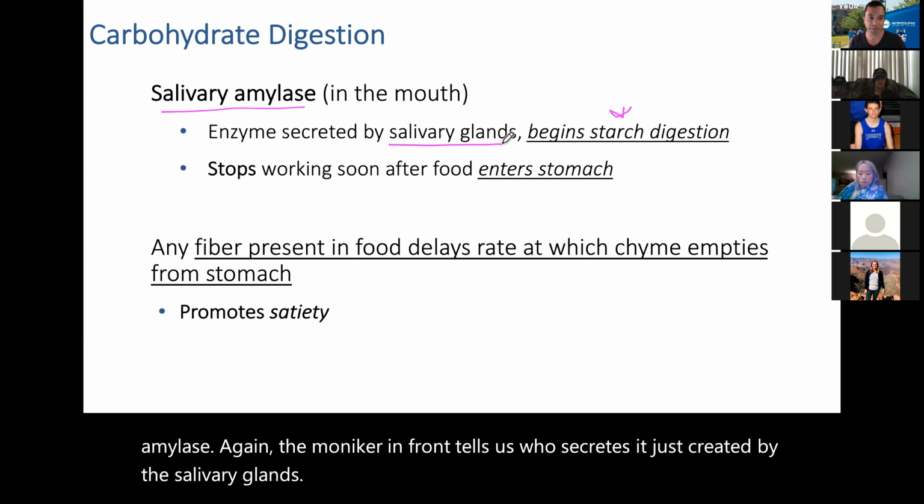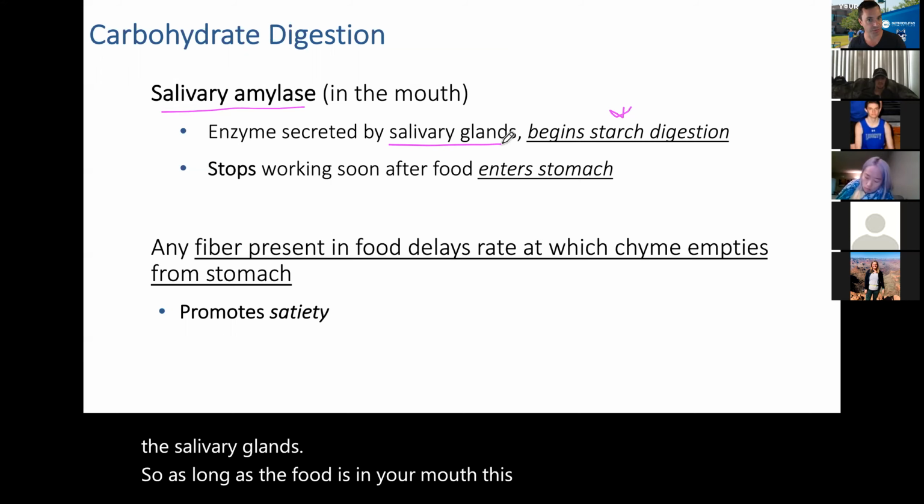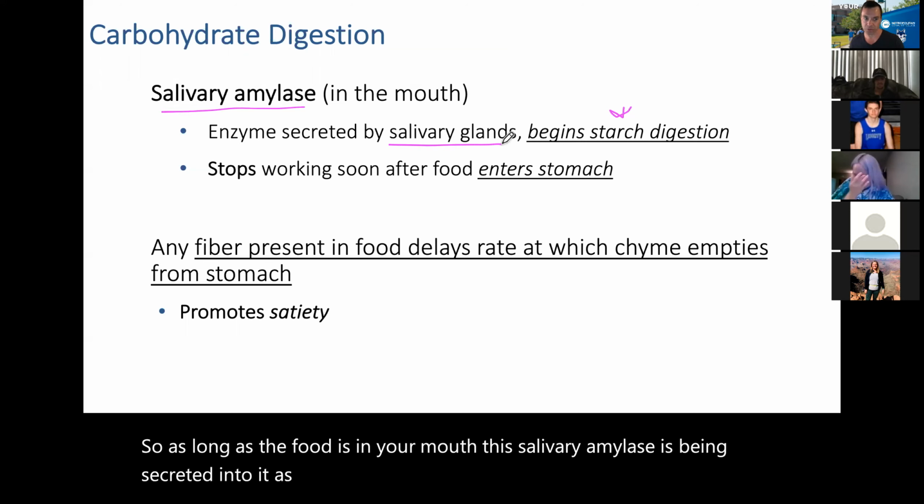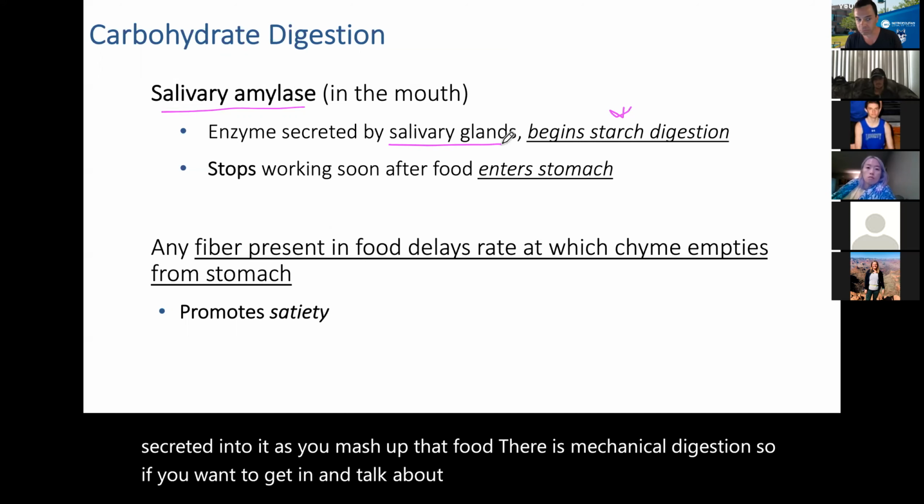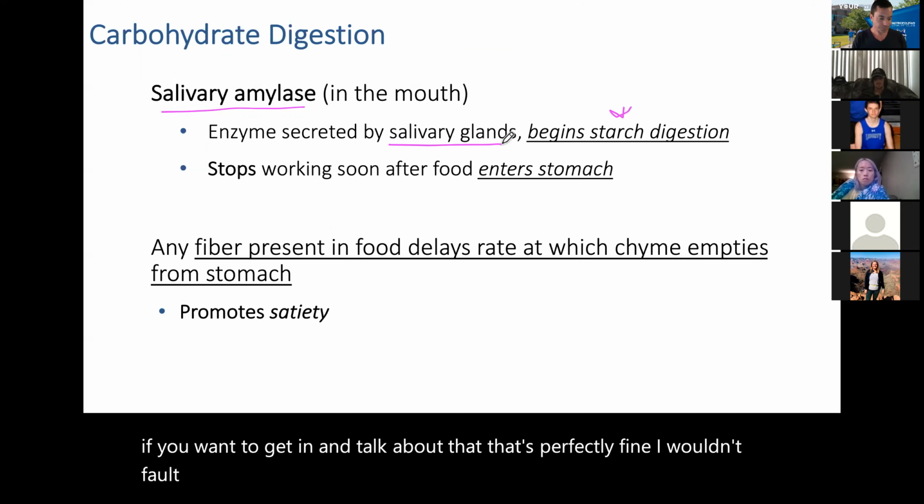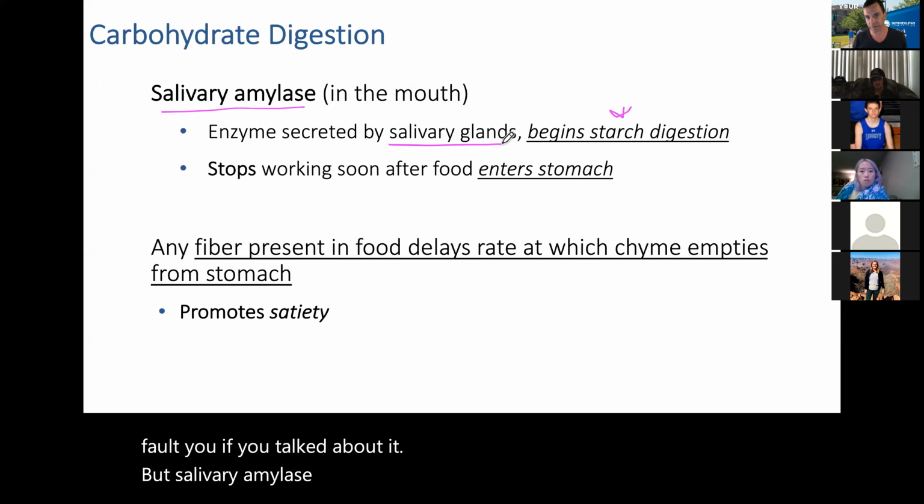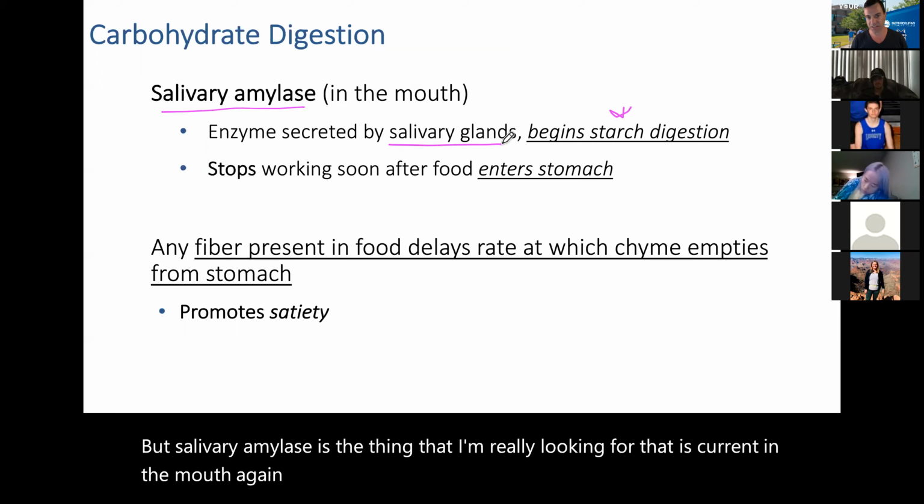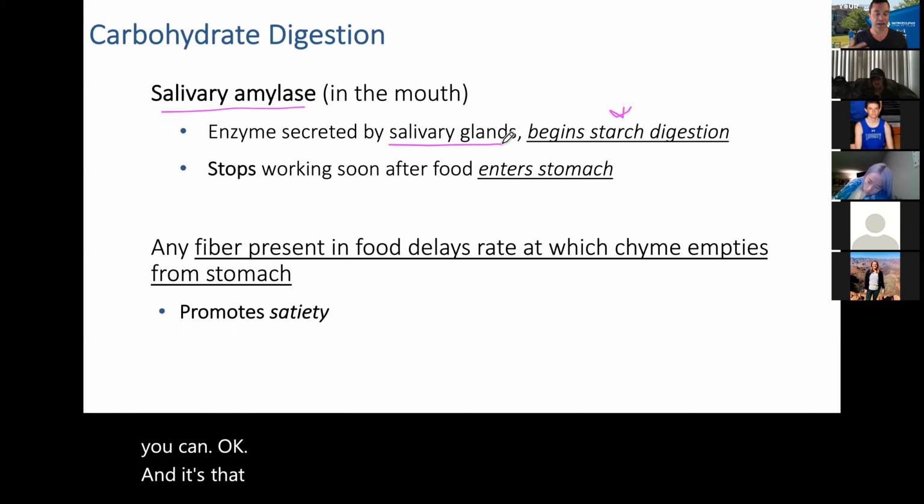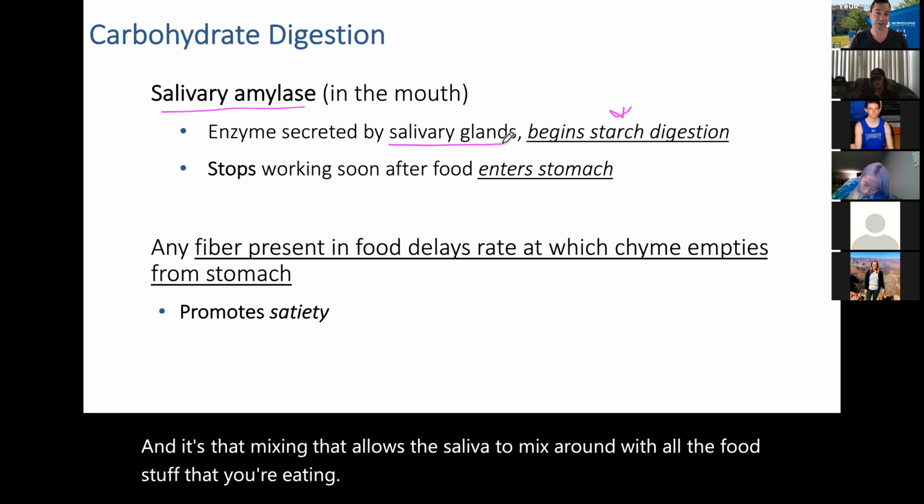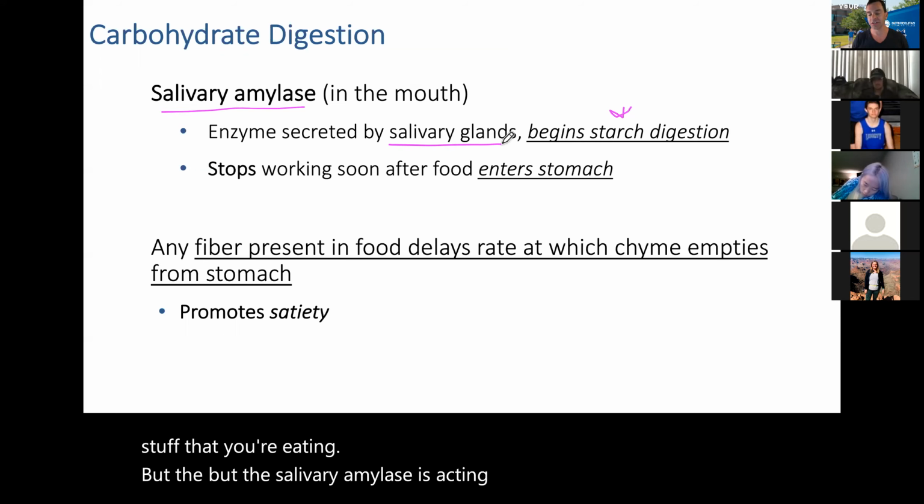So as long as the food is in your mouth, the salivary amylase is being secreted into it. As you mash up that food, there is mechanical digestion. So if you want to talk about that, that's perfectly fine. I wouldn't fault you if you talked about it. But salivary amylase is the thing that I'm really looking for that is occurring in the mouth. If you want to talk about teeth and mastication, fantastic, you can. It's that mixing that allows the saliva to mix around with all the food you're eating. But this salivary amylase is acting on the starches in your food, in the carbs that you're consuming.